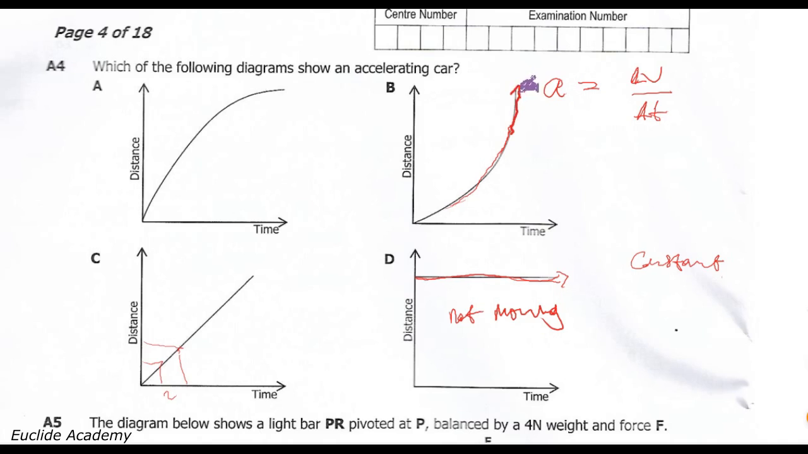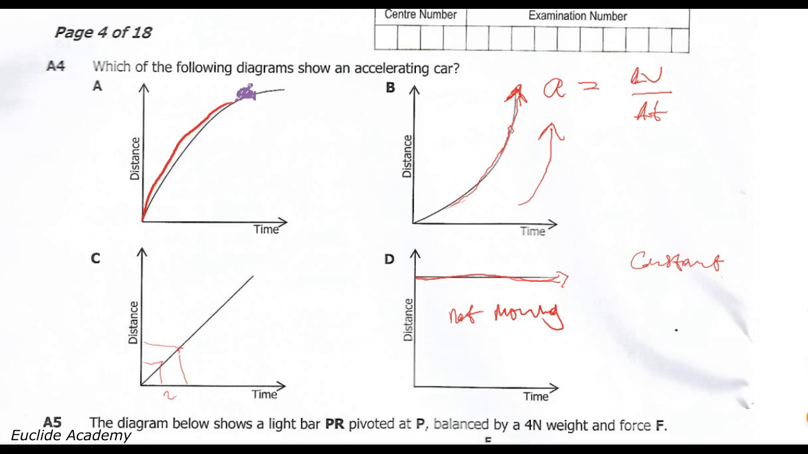Hence, this is the graph which shows the acceleration of the car. This car is accelerating right here. It's going sharply like that. So this one is accelerating.